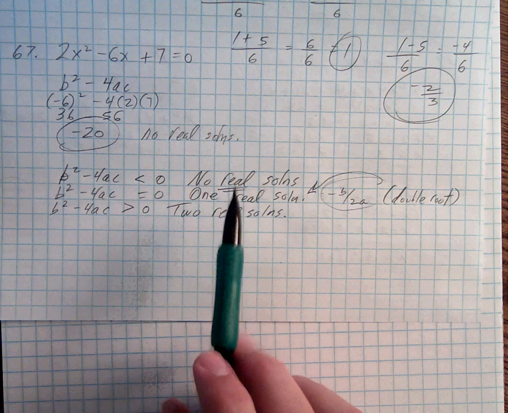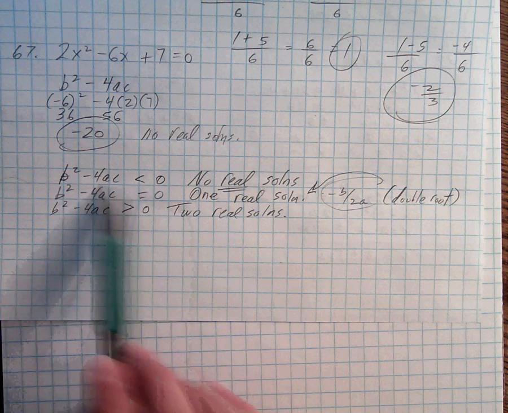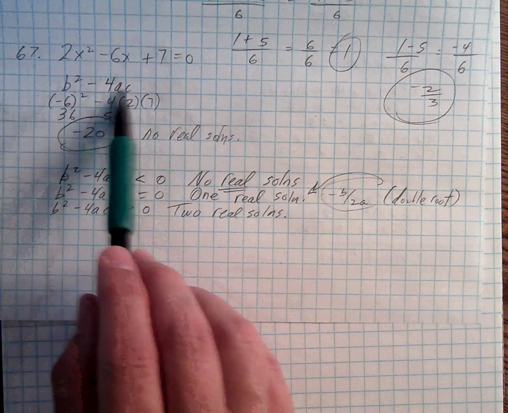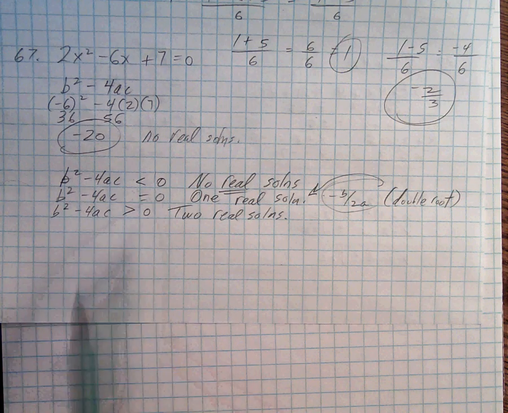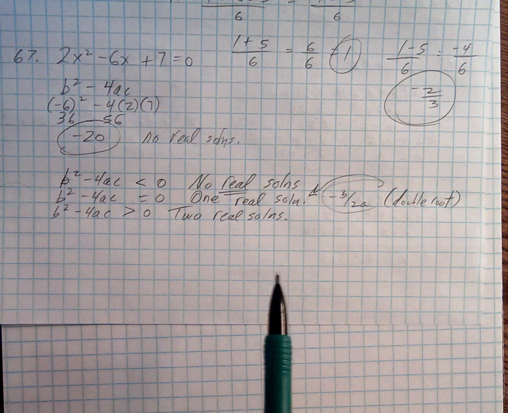Alright, so that's how you work out those type of problems. You just use b squared minus 4ac and check one of these. It's got to be one of these three rules, and that'll tell you something about the roots or the solutions.